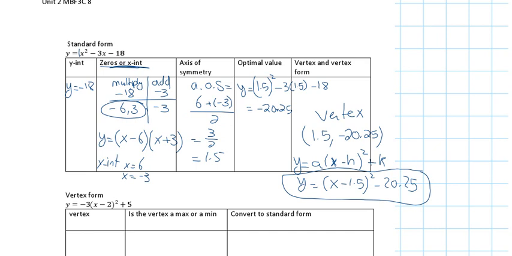So the only extra step that I've done is I have to factor because it wasn't factored. Right?